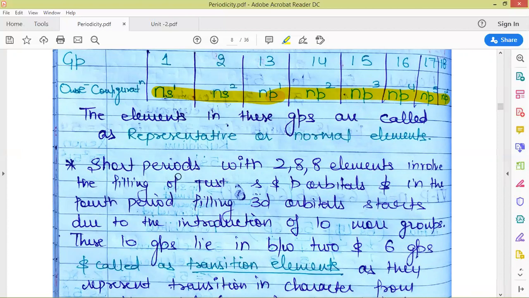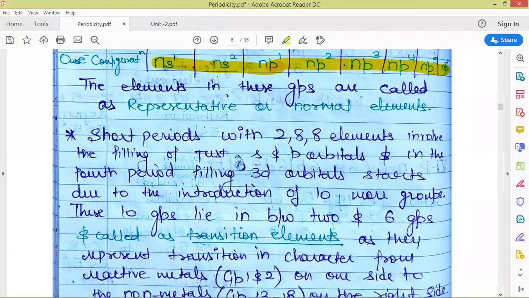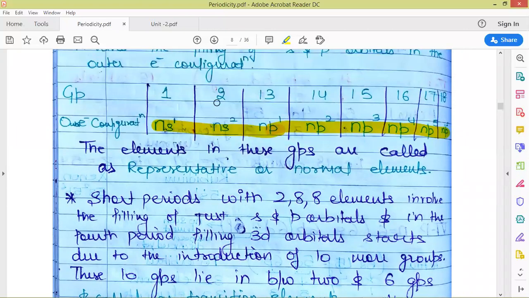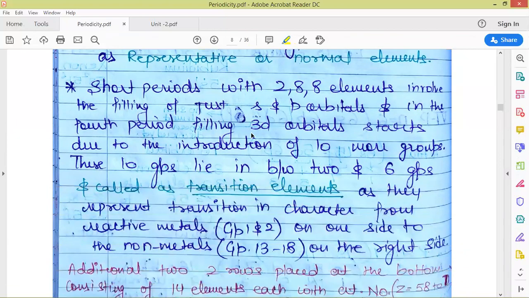And the short periods, which are the first 3 periods with 2, 8 and 8 elements, involve the filling of just s and p orbitals. In the fourth period, filling of 3d orbitals starts, due to the introduction of 10 elements. So in between these two groups, 1 and 2, and the 6 groups on the right, there exist 10 groups, with 2 groups on the left and 6 groups on the right.